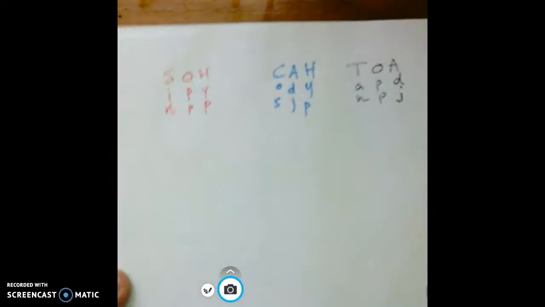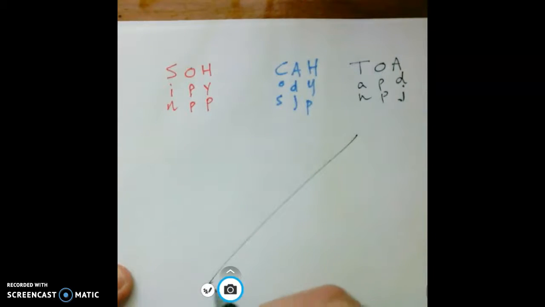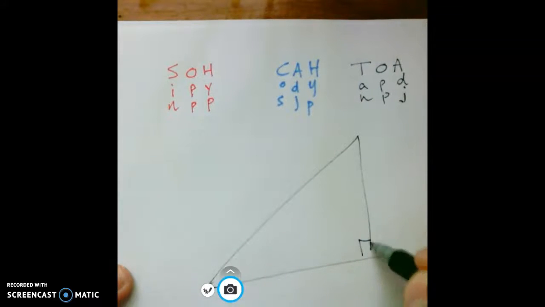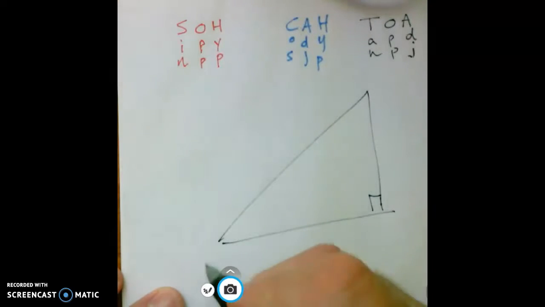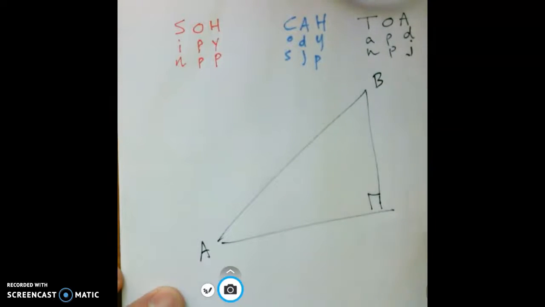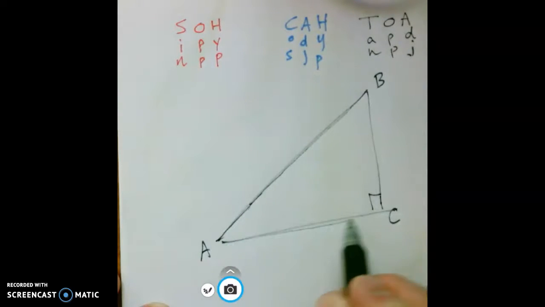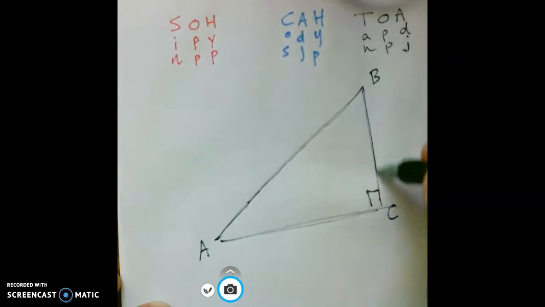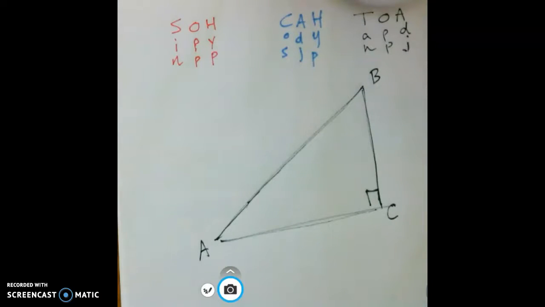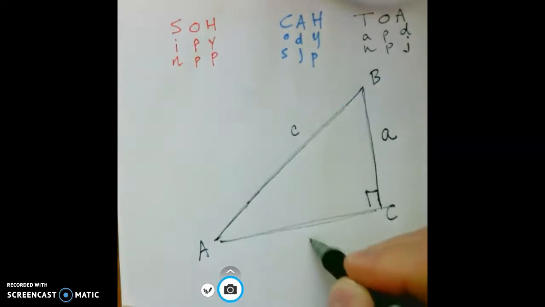All right? So what we're talking about here in general is right triangles, okay? And we're talking about angles, we'll call them A, B, and C. Now C here is a right angle, right, so it doesn't matter. We don't include that with our ratios. We only include A and B. So for example, I'm going to label this side lowercase a, this side c, and this side b.